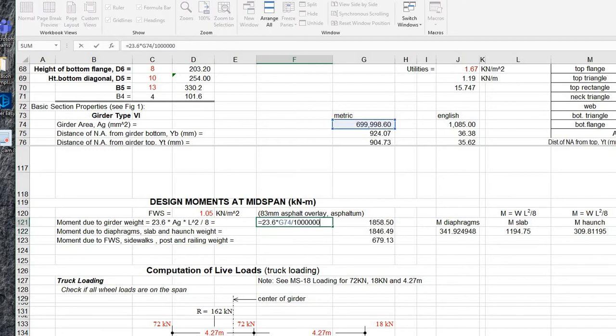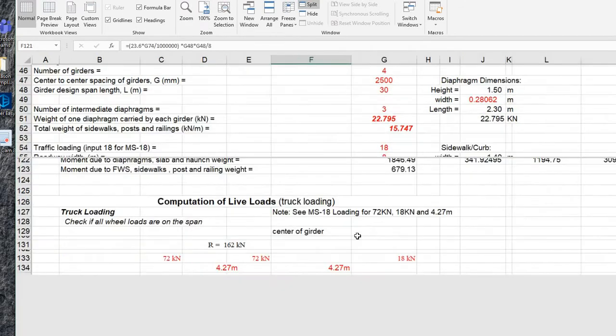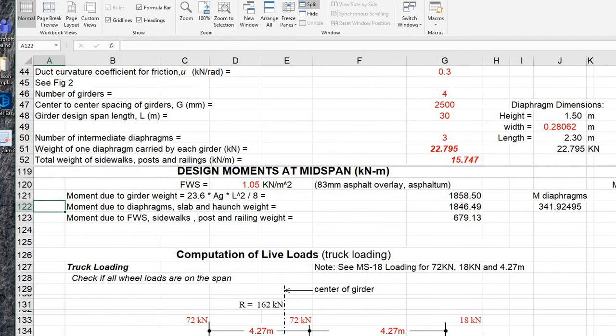Yan. Next is, so yan na yung ating W. Multiply na natin siya ng L squared all over 8 times L, nasan si L? Ito, yung 30 times 30 ulit divided by 8. Yan. Okay, so yan ang procedure paano kunin itong 1858.5 na yan. Next, dito na tayo ngayon sa moment due to diaphragm, slab, and haunch weight.